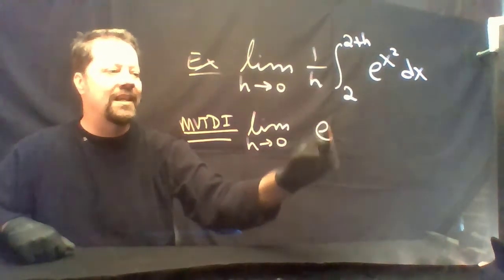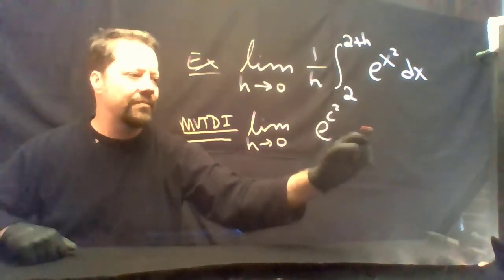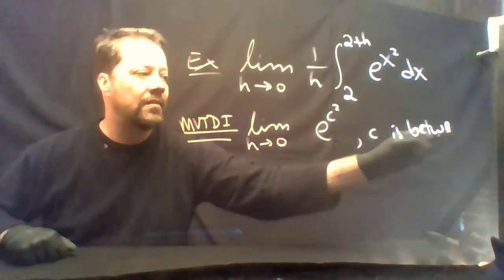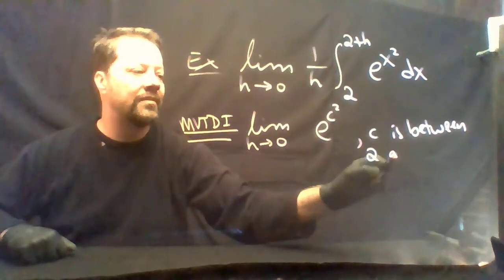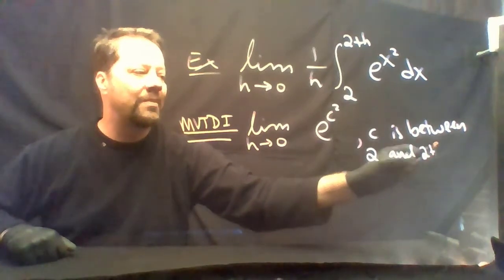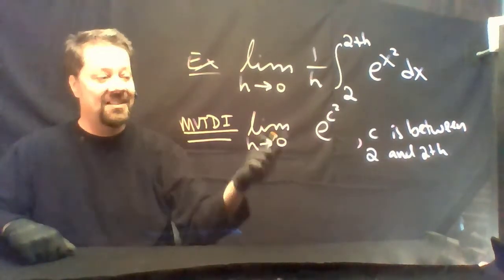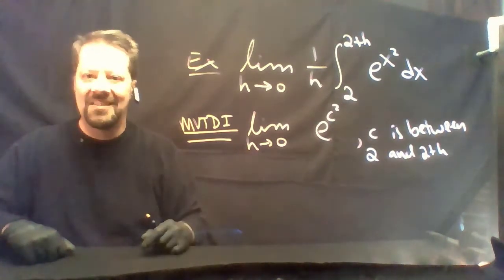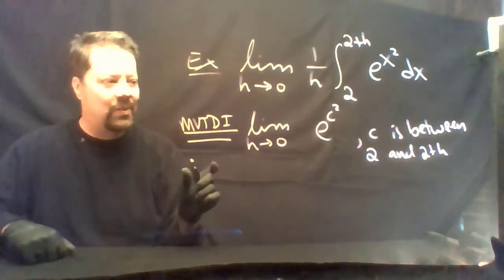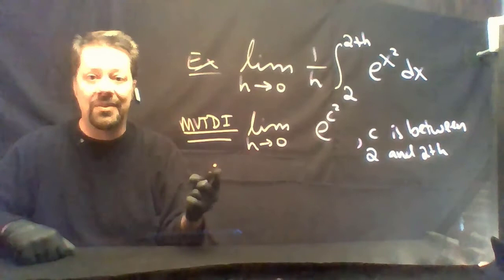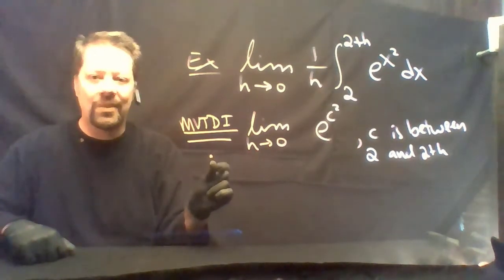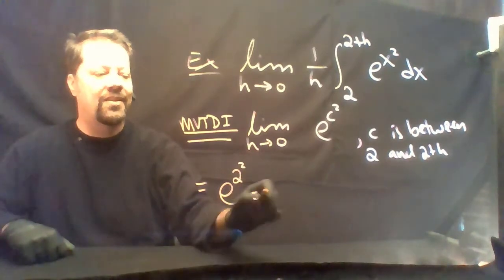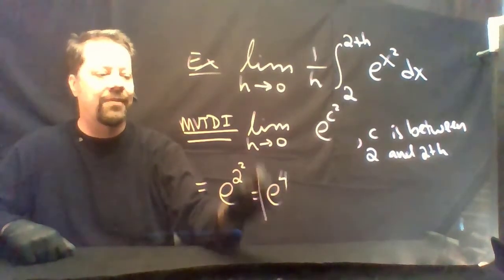This is going to be e to the c squared, where c is between 2 and 2 plus h. C is in that trapped wall, kind of closing wall situation. C is between 2 and 2 plus h, but h is going to 0. So c gets squished to 2. So the answer is e to the power of 4.